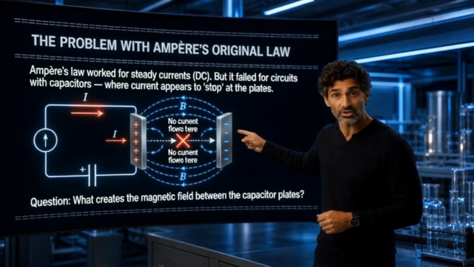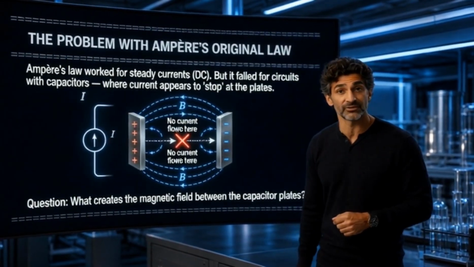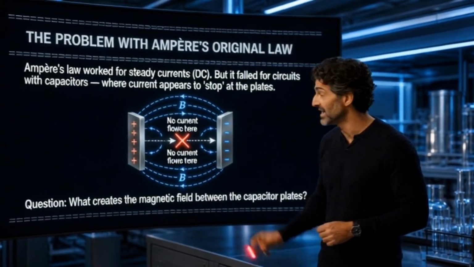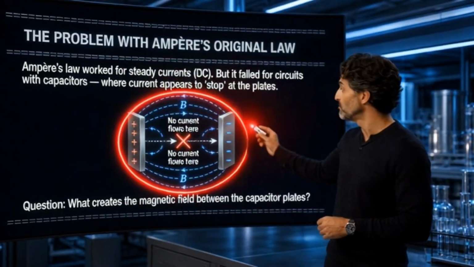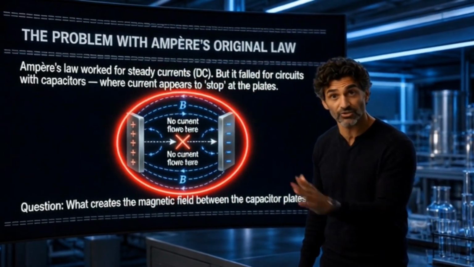James Clerk Maxwell saw the problem. He realized that a changing electric field, even without a current, can create a magnetic field. He added a second term to Ampère's law: mu naught, epsilon naught times the rate of change. This term is called the displacement current.